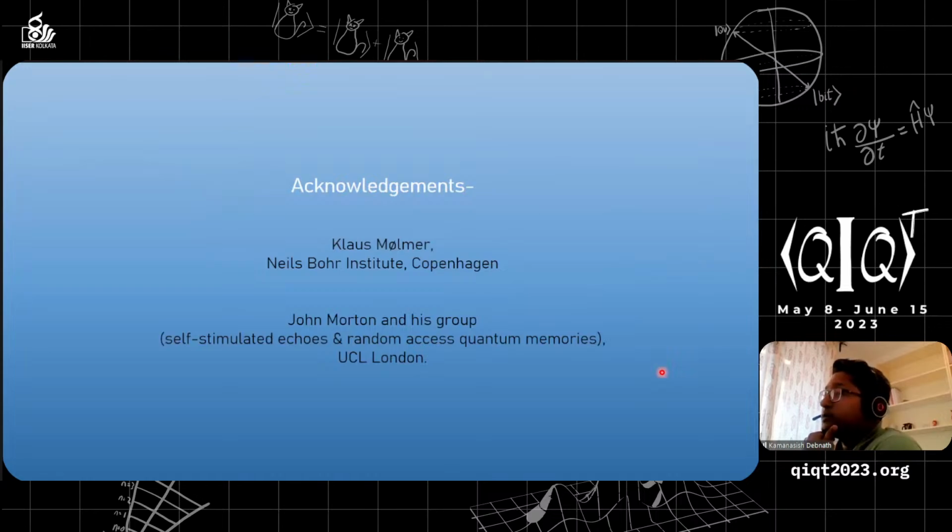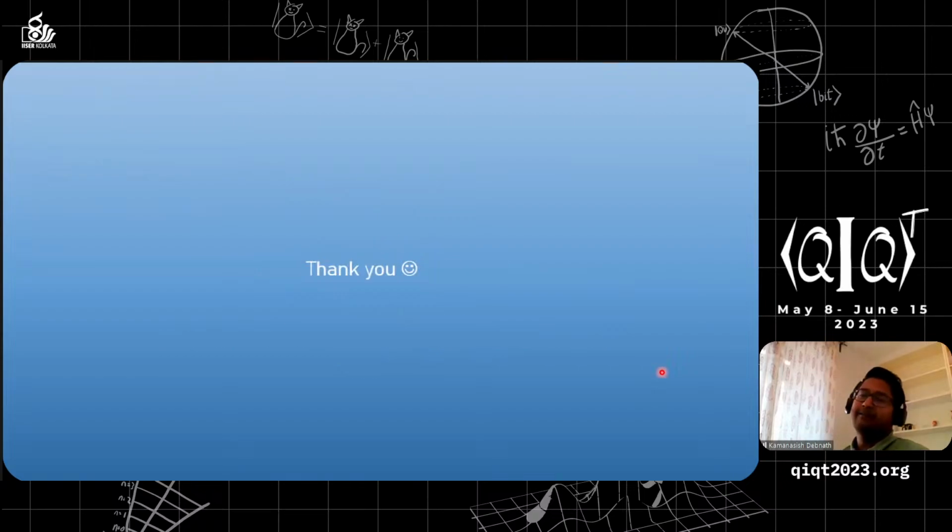And I'll stop here. So what I have actually done is, rather than going deep dive into an individual thing, I've given kind of an appetizer of different things that can be done with atomic ensembles, homogeneous, inhomogeneous, or even different ensembles, with like 4 or 5 or 10 ensembles. And I'll acknowledge here Klaus was my supervisor. Most of the work has been done during the PhD, and also John Morton and his group for self-stimulated echoes and random access. They were the experimental collaborators, and we learned a lot from them. But I'll thank every one of you for your attention. I think I'm done much earlier, but that's nice, I believe.